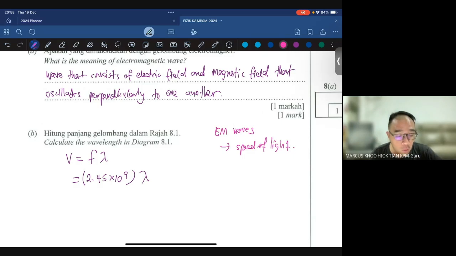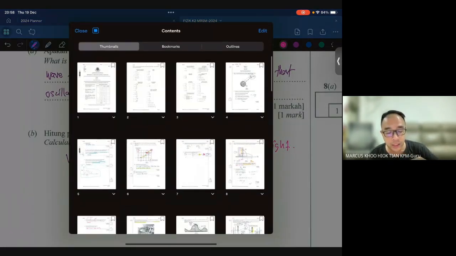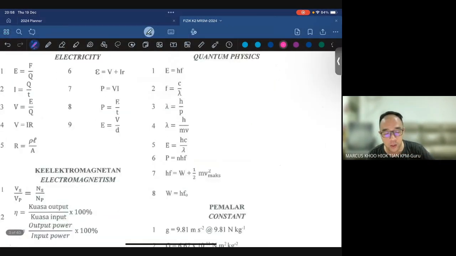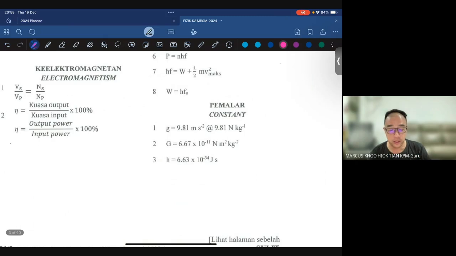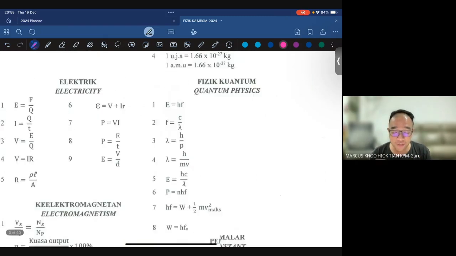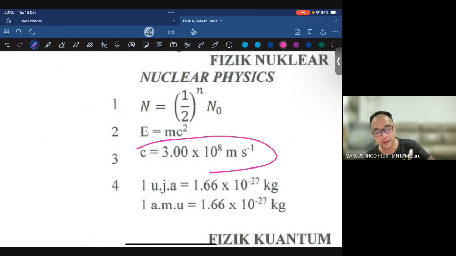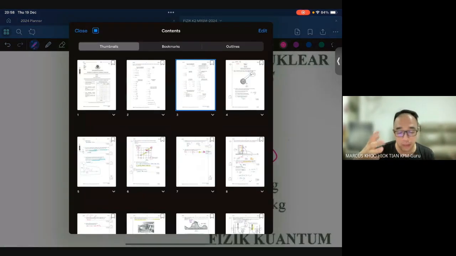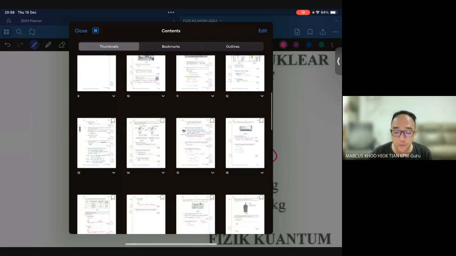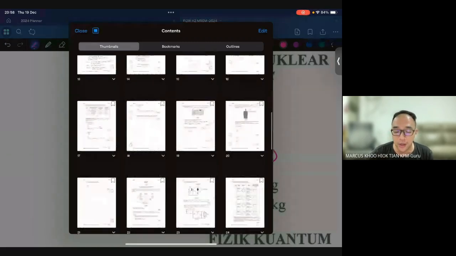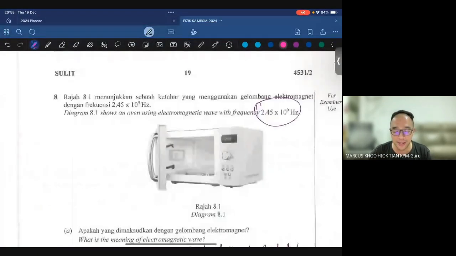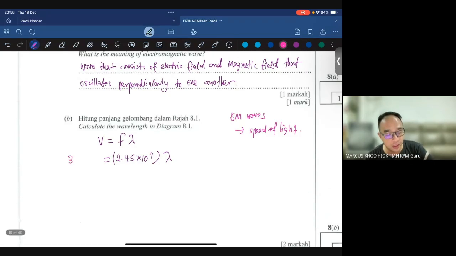If you don't know the value of the speed of light, never fear, it should be given. Here we are. The speed of light is 3 times 10 to the power of 8. Except that the letter used is the letter C. The speed of light is 3 times 10 to the power of 8.